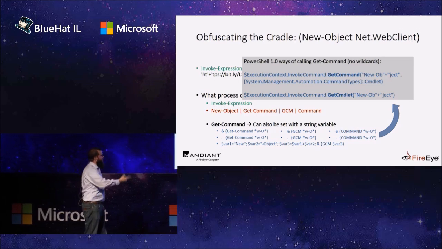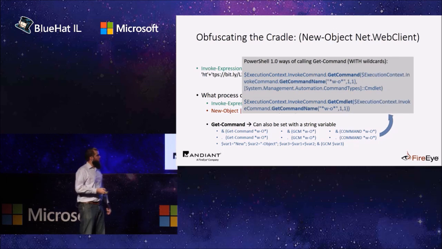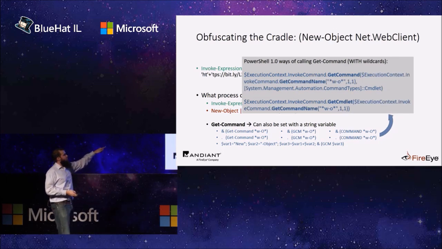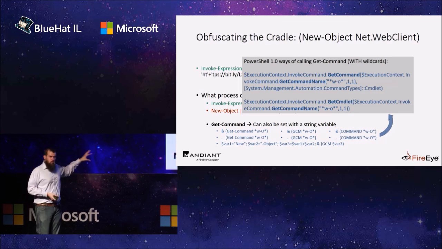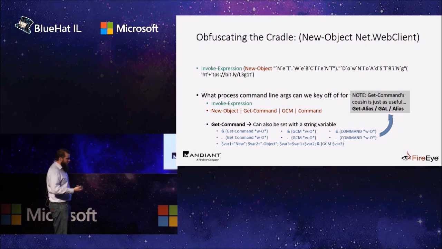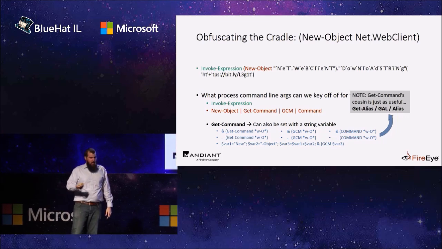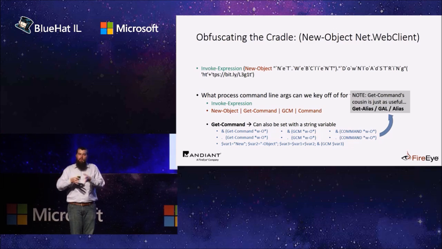You can use Get-Command, Get-Cmdlet. You can use Get-Commands, Get-Cmdlets, or a combination of Get-Command and Get-CommandName to basically use wildcards or not use wildcards. This is all still working to run New-Object. And finally, just like with Get-Command, we can use Get-Alias, gal, or alias, and you can do wildcards, but at that point you're dealing with a shortened alias name, not the full command.